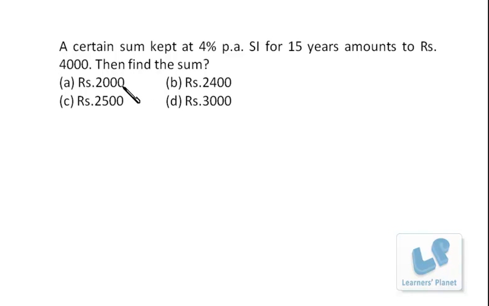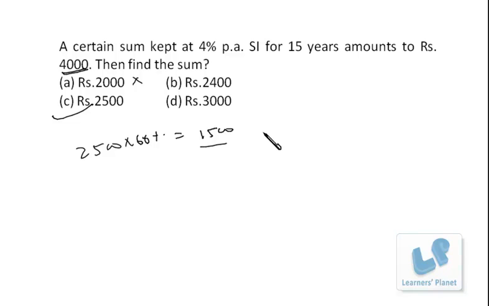So if you add 60% of 2,000, that is 1,200, so you won't be getting 4,000. So it's incorrect. Now suppose you add 60% of 2,500 to it. So 60% is 1,500, and you add 1,500 to 2,500, you'll be getting 4,000 as amount. So 2,500 is the correct answer. No paperwork is required at all.